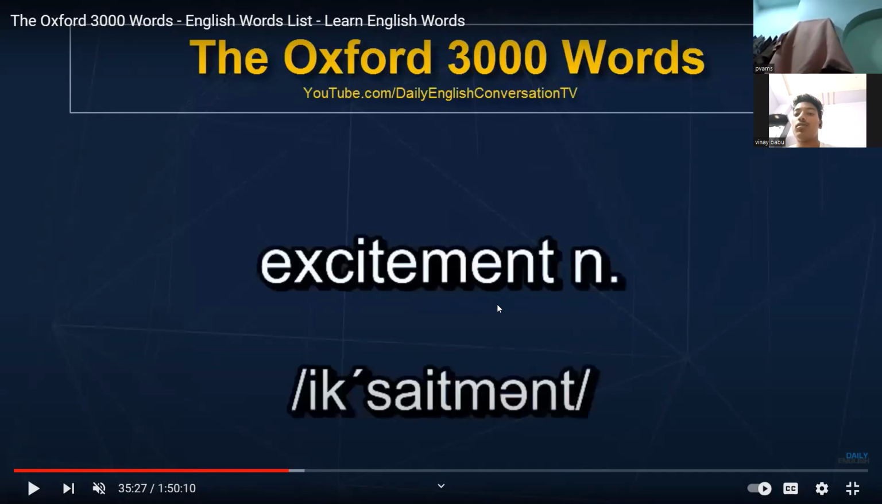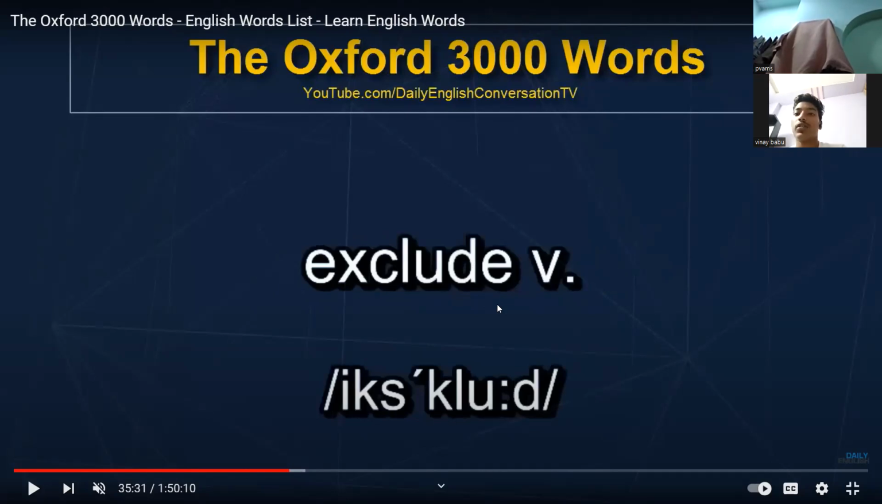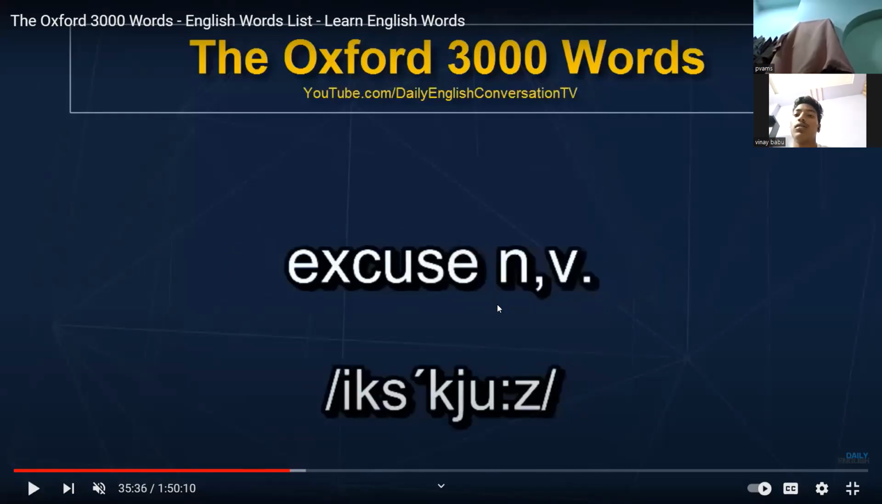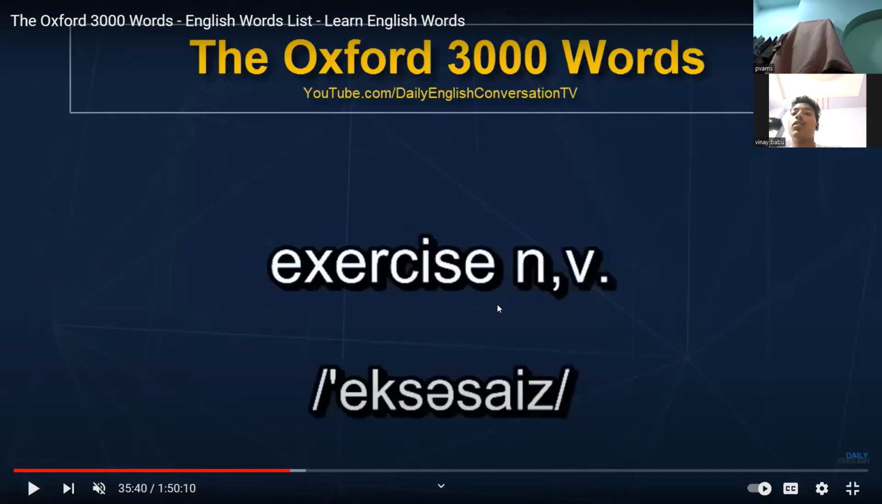Excitement, noun. Remember, today we saw excitement. Exciting, adjective. Exclude, verb. Excluding, preposition. Excuse, noun and verb. Executive, noun and adjective. Exercise, noun and verb. Very nice. See, it's acting as both noun and verb.